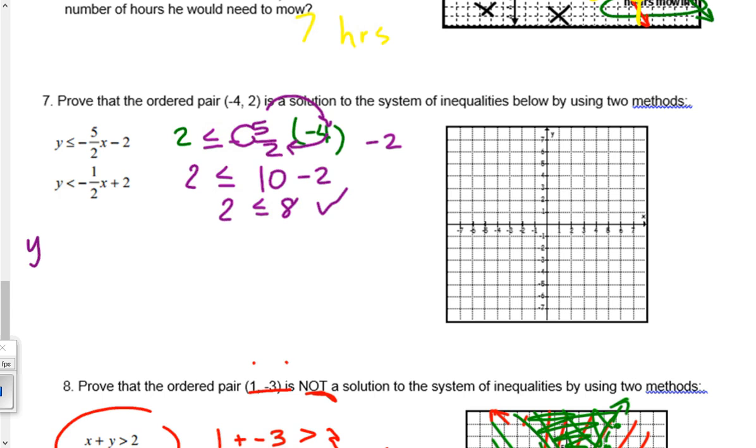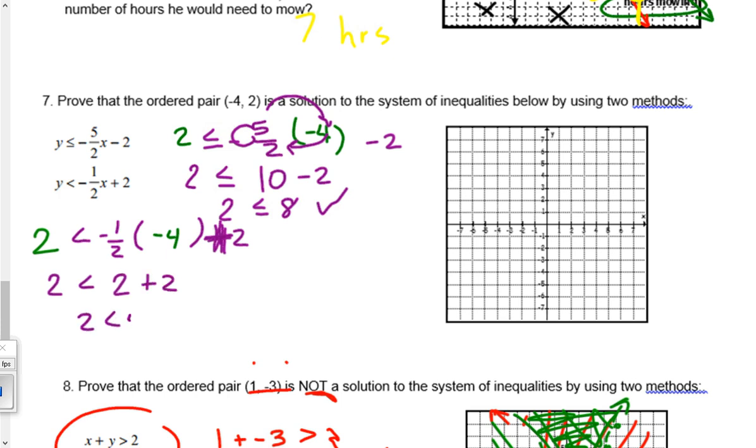The same thing with the next one. So y is 2, and then we've got less than -1/2 times the x, which is -4, plus 2. I'm just putting those in. That's plus 2, not 42. So 2 is less than -1/2 of -4. That's just 2. 2 is less than 4. Yep, I would agree. So I would say yes, this is a solution based off of me plugging it in.